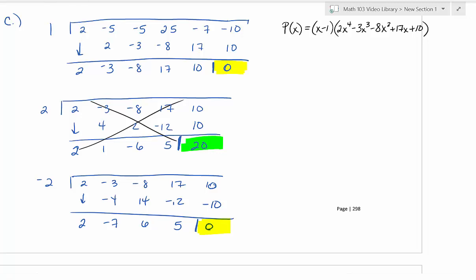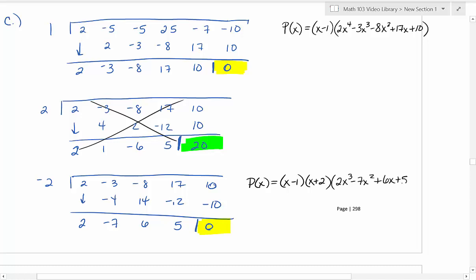A remainder of 0 tells us we have another 0, and if we have another 0, well, then we have another factor. Let's continue to factor p of x. So we have x minus 1. This 0 of negative 2 gives us the factor x plus 2. And then our third factor, it's going to be cubic, right? Because we had a fourth degree that we divided by a first. It's going to be cubic: 2x to the third minus 7x squared plus 6x plus 5.